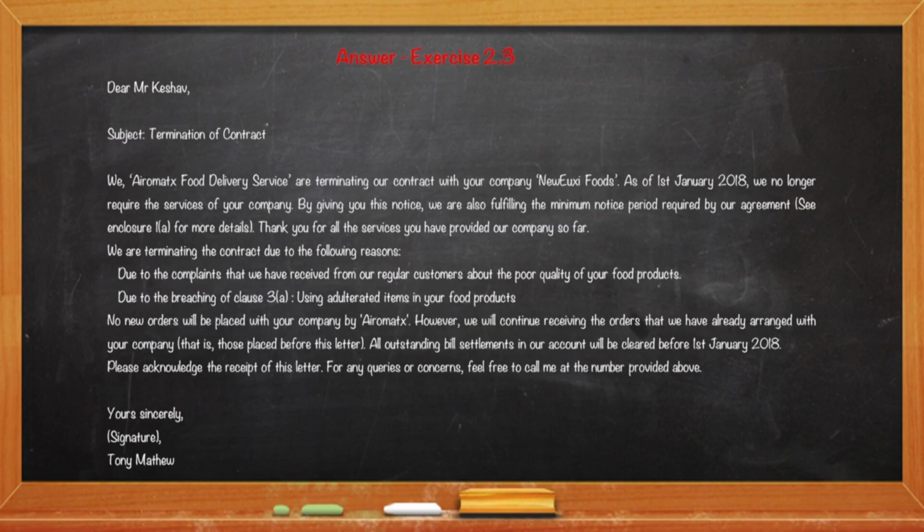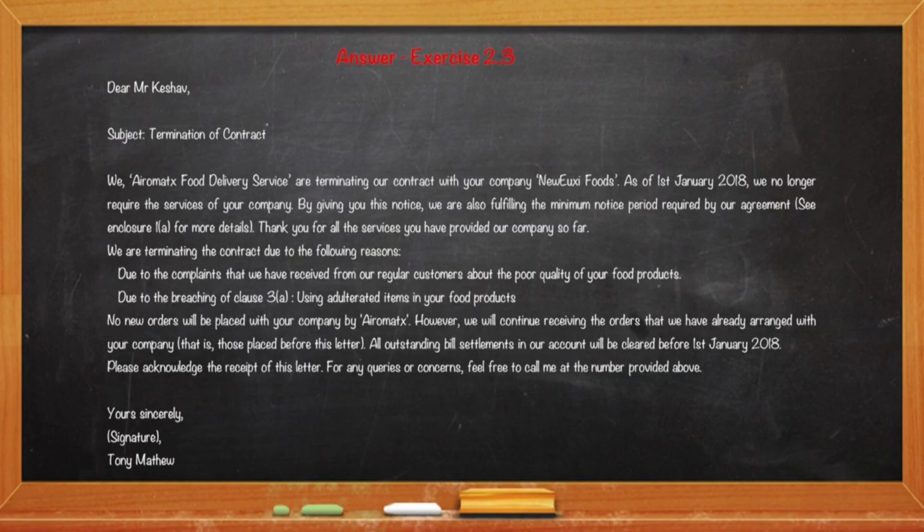We are terminating the contract due to the following reasons. Due to the complaints that we have received from our regular customers about the poor quality of your food products. You do not really need to get into the details. The food did not taste well, or it was stale, or it was unhygienic. You do not have to get into details unless it is very clearly specified. And also due to the breaching of clause, using adulterated items in your food products.